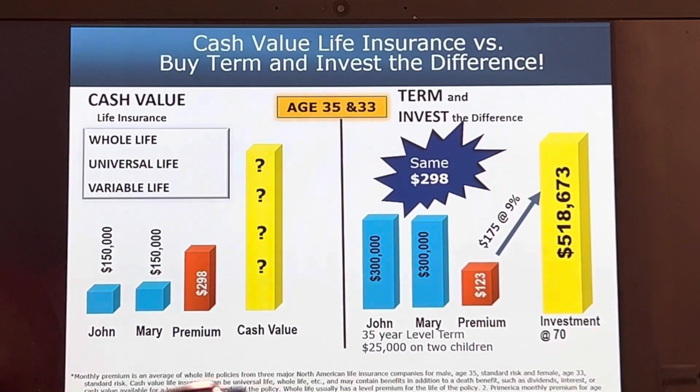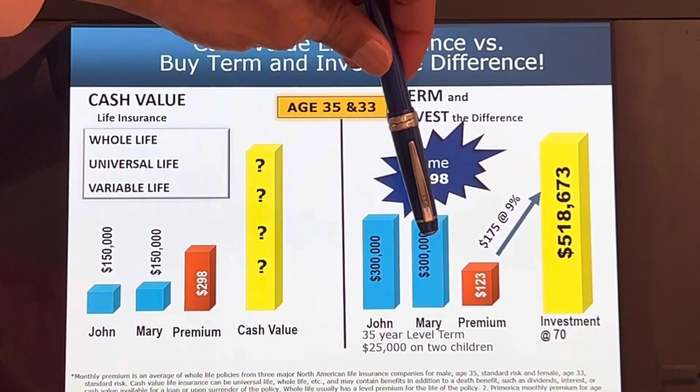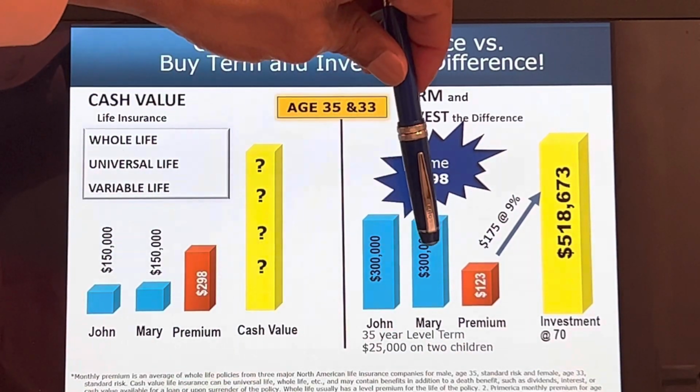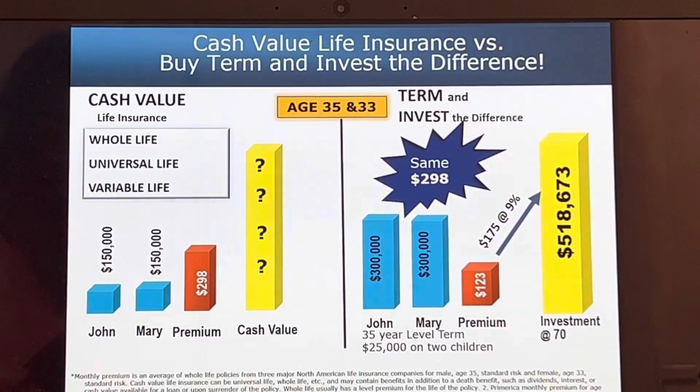That'll help take care of the funeral. That'll pay off the house. That'll do everything for her and for the surviving members of the family in case something happens. Okay. And if John lives and Mary dies, then John gets $300,000 in death benefit plus all the money that's in the investment too. So he'll get $818,000. Is that amazing?